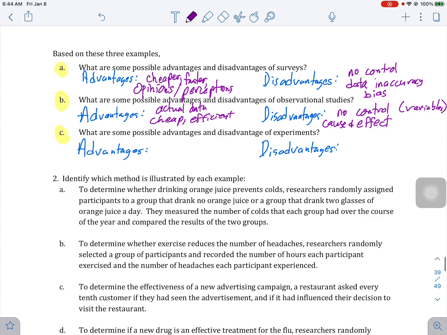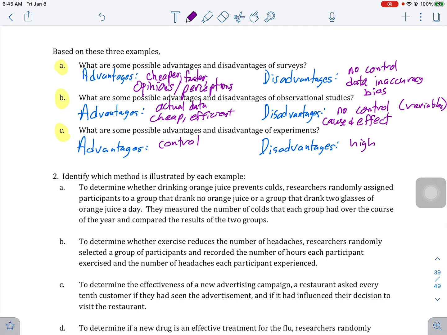Whereas if you do an experiment, you have a high degree of control. And the disadvantage is the high cost, potentially, as well as the time for setup. And you still might not know if it's cause and effect necessarily. However, you can set up your experiment to try and control for those variables to give you a better idea. So I'm going to say better idea for cause and effect.